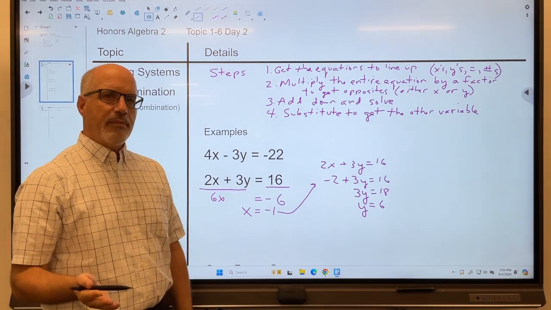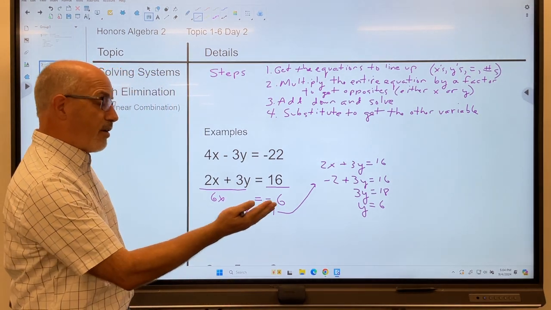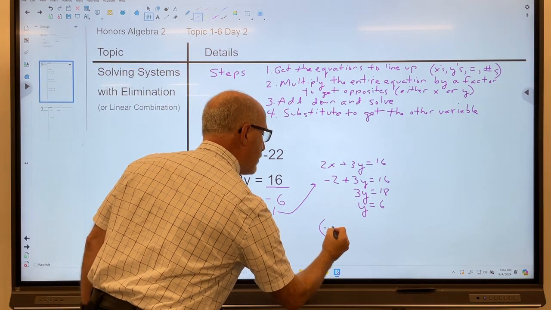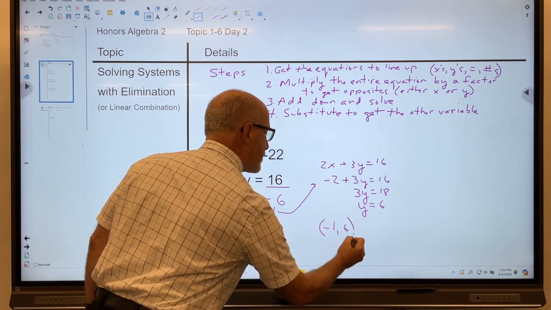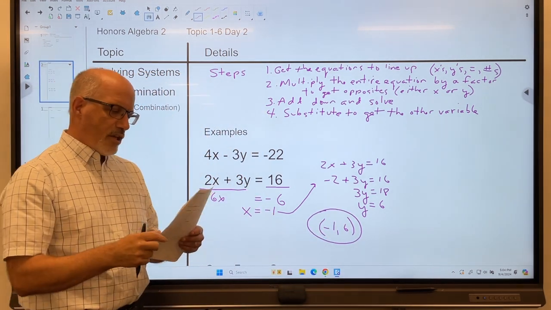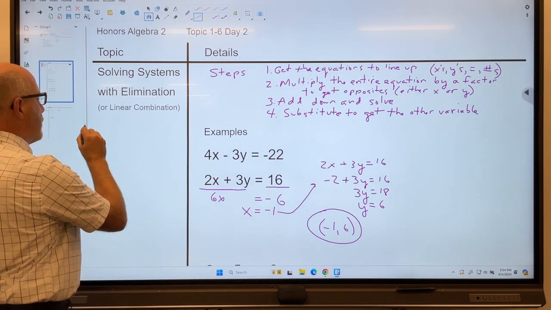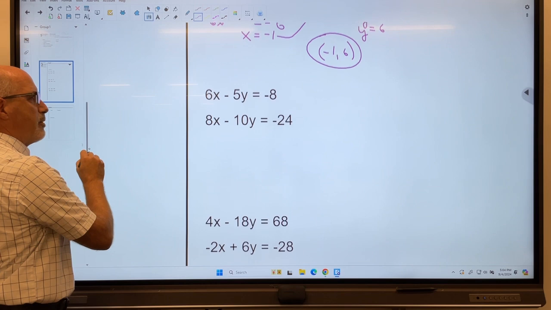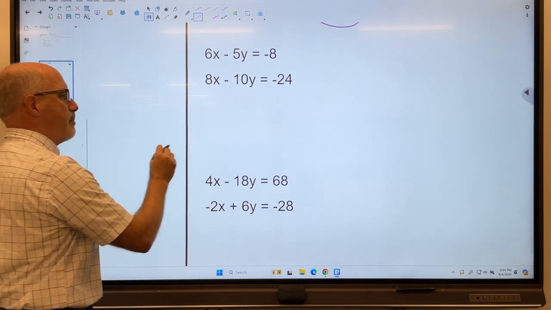So we got one of them. Now we've got our solution. We've got our x and y. So we get negative 1 comma 6 for our solution. If you want to, you could double check by putting it back into both equations. We're going to go to the second example here, and follow our steps.